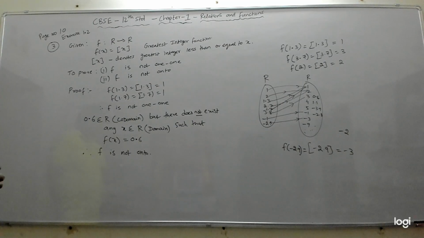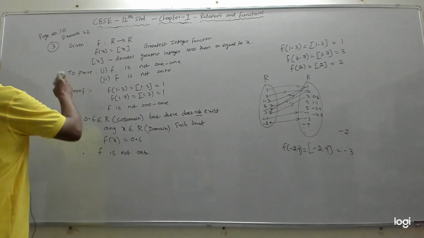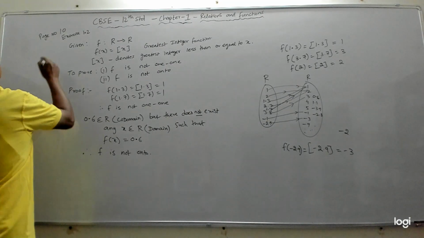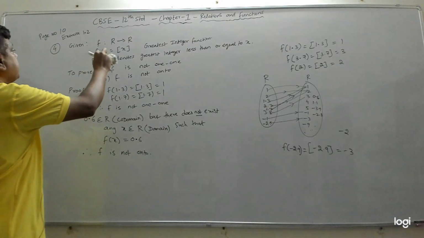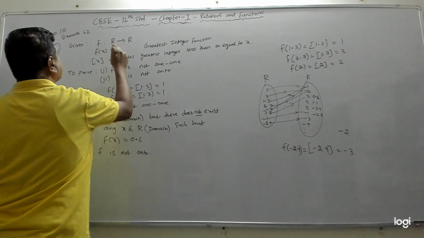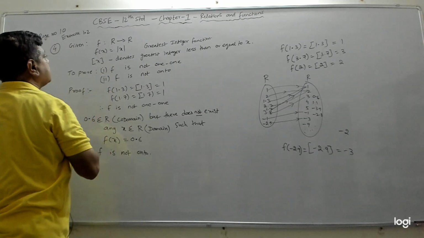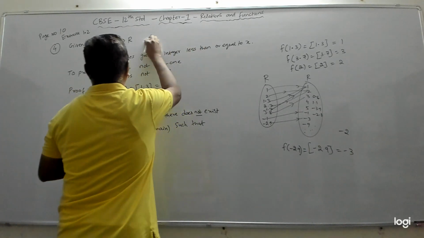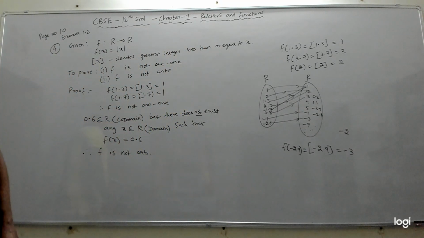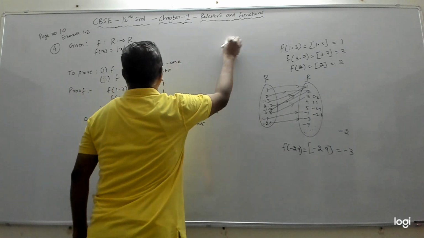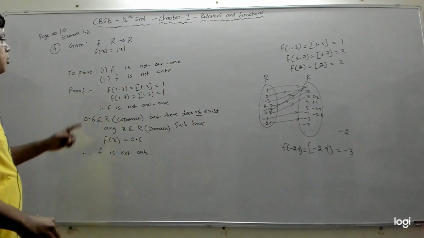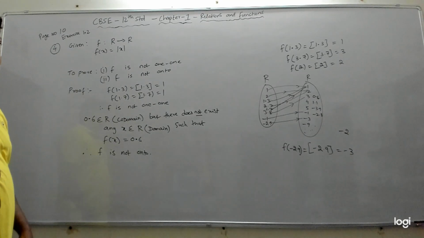Clear? So all of you can take the notes. I'll go to the next problem. Next problem is the fourth question in your exercise. So what is given? f is a function from R to R, and f of x is defined as mod x, which is your modulus function. Fine. f is a modulus function. Now we should show that f is not 1 to 1, not onto. Same way we have to show this.